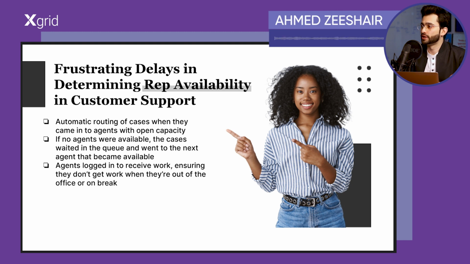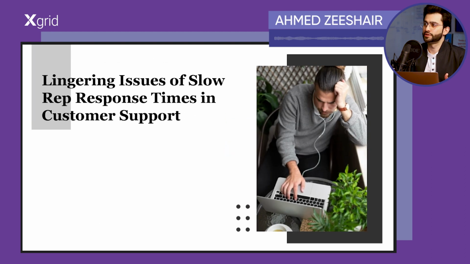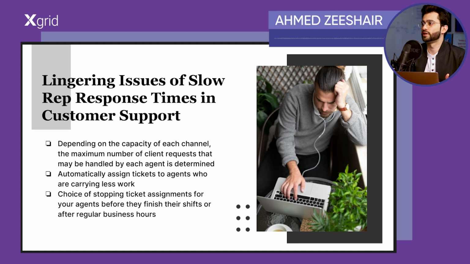Agents logged in to receive work, ensuring that they don't get work when they're out of the office or on a break, so supervisors could easily view who's online. And when the cases were assigned appropriately to the available and qualified rep, the response time was significantly increased. Supervisors managed how many cases an agent can handle at a time. So cases were automatically routed to agents with open capacity. If no agents were available, cases waited in the queue and went to the next agent that became available.